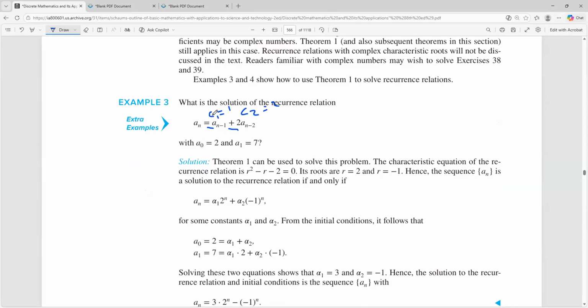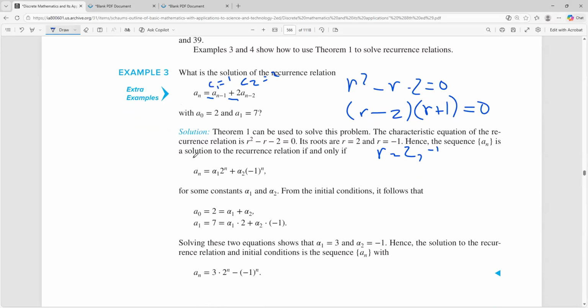All right, what are the roots of this equation? Well, we could factor it. We get r squared minus r minus 2 is 0. What two numbers multiply to minus 2 and add to minus 1? That's r minus 2 times r plus 1 is 0. So r is equal to 2 and minus 1. And what do we get? A of n is equal to alpha 1 times 2 to the n plus alpha 2 times minus 1 to the n.